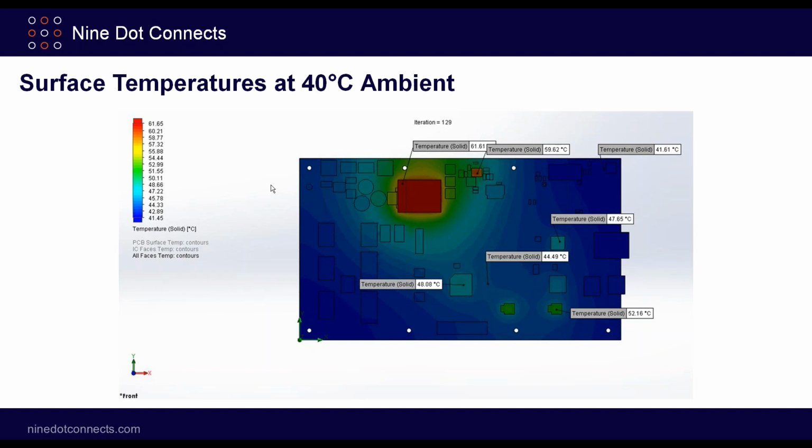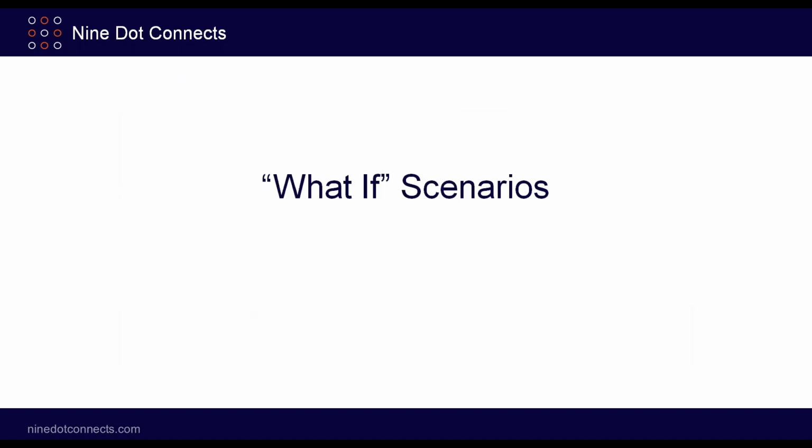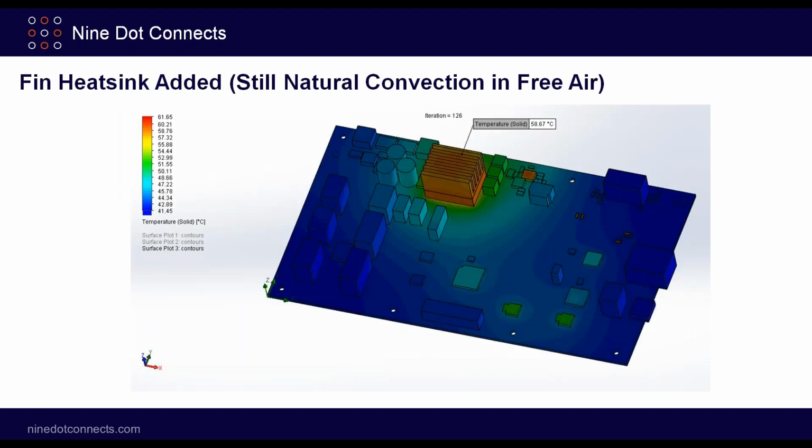So things look good, and I want to step up the simulation a little bit. So I start running my what-if scenarios. The first thing I thought of was, what if I just slapped a heatsink onto this guy? Would it work any better? In natural convection and free air, I notice it really doesn't work much better. Sometimes adding a heatsink, if I don't have the right airflow across it, is not really adding any value. In this case, you see the temperature's only reduced to 58.6 from 61.